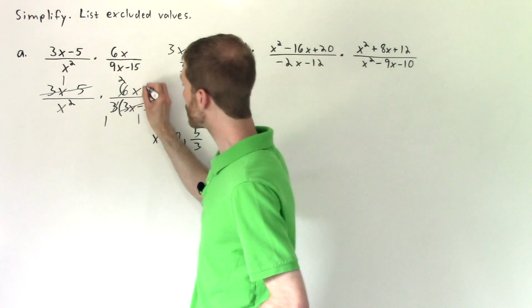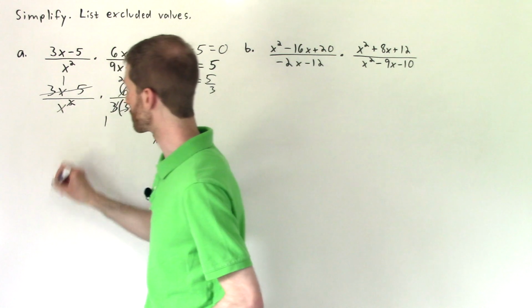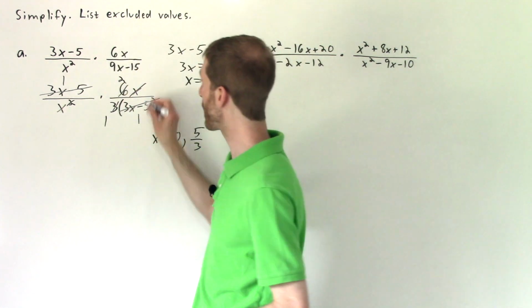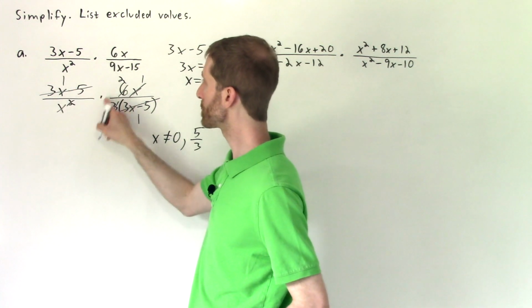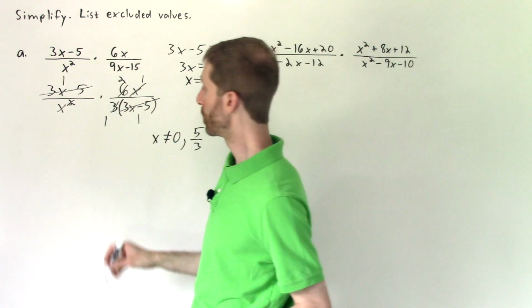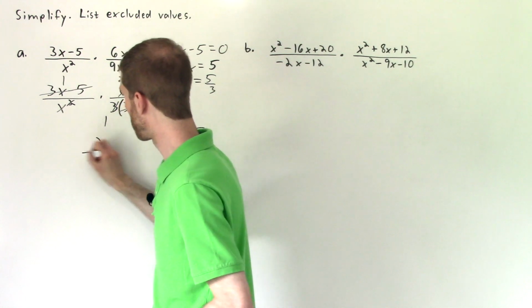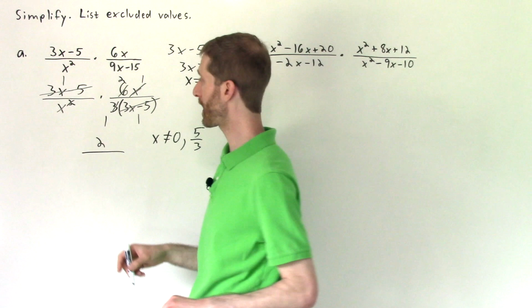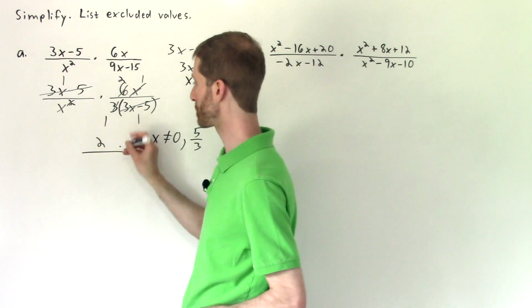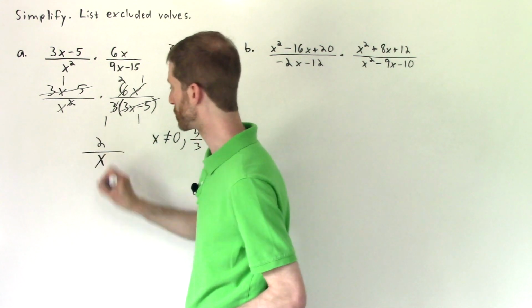And x will divide into x squared once, leaving us with just an x in the denominator and a 1 here. So what do we have left? We have 1 times 2 times 1, which is 2 in the numerator. In the denominator, you have 2 1's here. The 3 canceled, the 3x minus 5 canceled. You have x times 1 times 1, which is x.